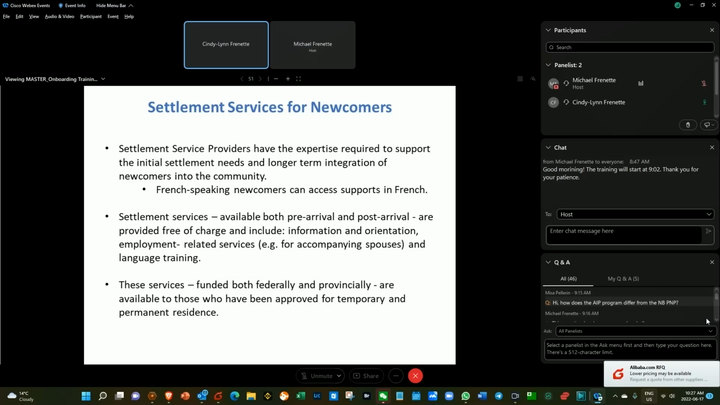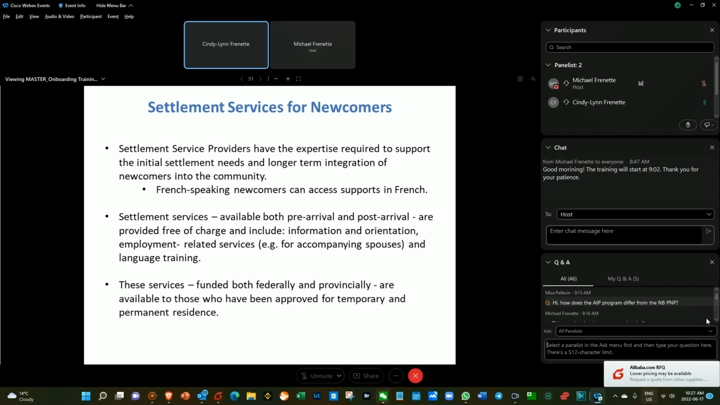Employment-related assistance is another service available to permanent residents. This includes things such as resume development and job search strategies. Community connection is a service that connects newcomers to their communities through things such as group events and activities. This enables newcomers to develop a sense of belonging in their new community.